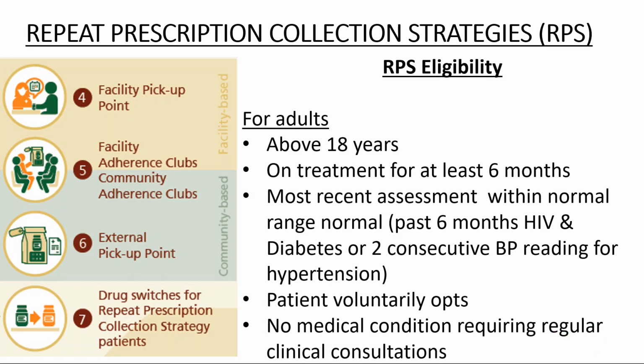Who is eligible for RPS? You can see we have adults that are eligible. Obviously, they need to be above 18 years, having been on treatment for at least 6 months, and they are stable on that treatment, be it HIV, diabetes, or hypertension, in line with the normal range of that chronic disease. The patient needs to want to be enrolled for this RPS, and they must not have any other medical condition that needs them to come to the facility more often.